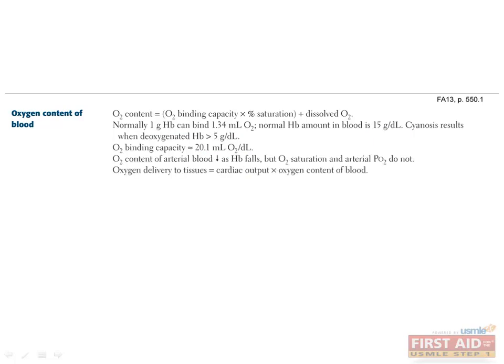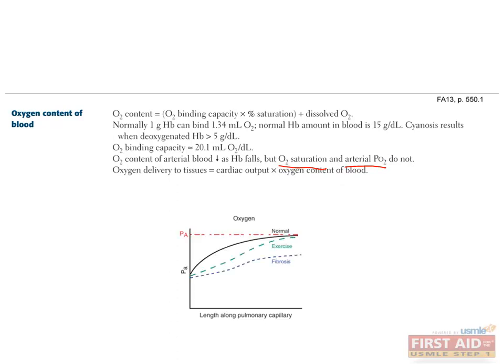Now, it's no surprise that the absolute oxygen content of arterial blood decreases as hemoglobin falls. However, you won't be able to tell that from the oxygen saturation or the arterial PO2, which can still remain high. Now, what did we talk about a couple of minutes ago that can decrease arterial PO2? Remember, chronic lung diseases like pulmonary fibrosis and emphysema can limit diffusion of oxygen and decrease arterial PO2.